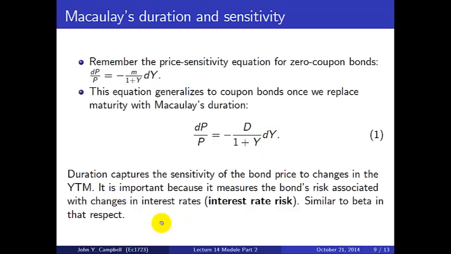So what duration is doing is capturing the sensitivity of the bond price to changes in the yield, and it's important because it's a measure of bond risk. It captures the risk in the bond that's associated with changes in interest rates. And in this respect, it's similar to beta for a stock. Beta captures the component of risk that's associated with stock market movements. Duration captures the component of bond risk, which is associated with interest rate movements.